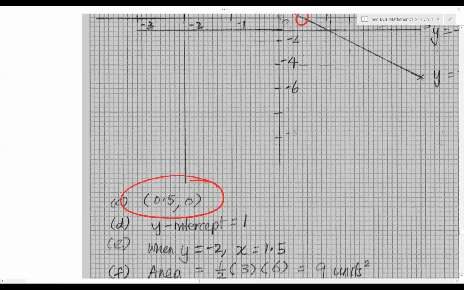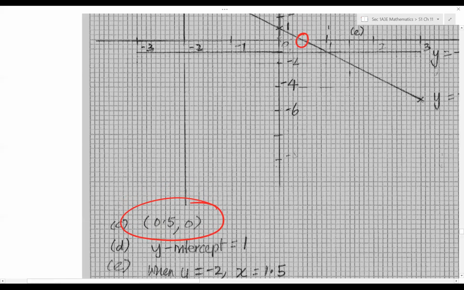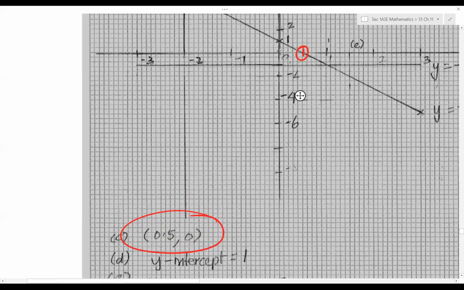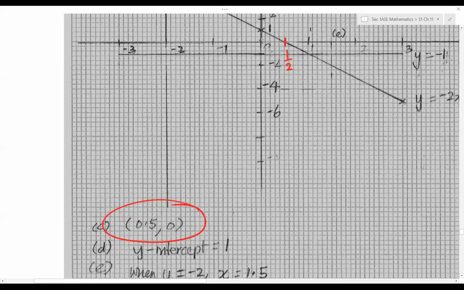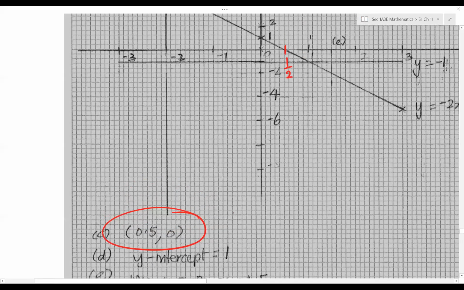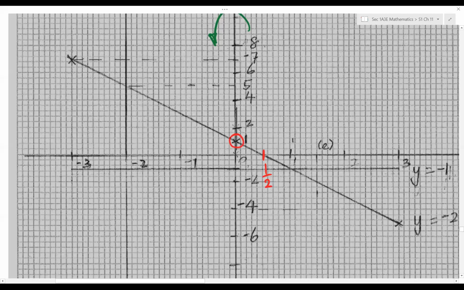As seen here, this coordinate, the x coordinate is 0.5, so that is half. It is found at level 0. So that is part C. Part D requires your y-intercept. So look for your y-axis and find the intercept. This is our y-intercept. It is at block 0, level 1. But because they asked for y-intercept, they didn't ask for coordinates, you only state the value 1.